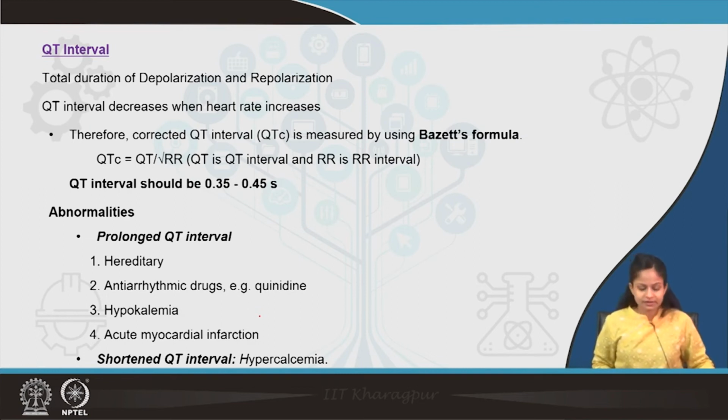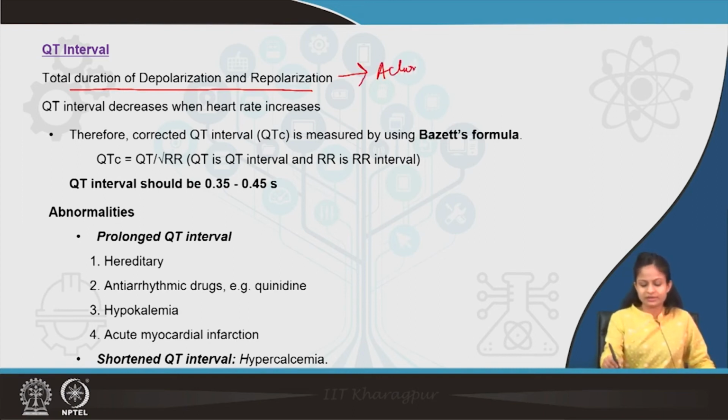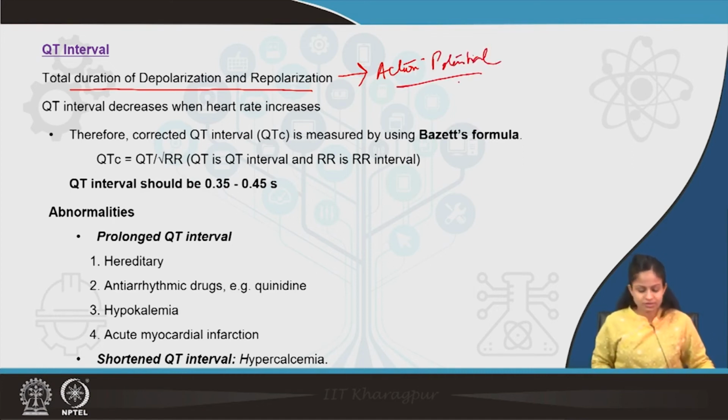Now, the QT interval is of great significance, since it tells about the total duration of depolarization and repolarization, that is nothing but our action potential. This action potential duration, which usually ranges between 250 to 400 milliseconds, is denoted by the QT interval. But the QT interval is variable and changes with heart rate, and our heart rate normally fluctuates with inspiration as well as expiration. We had already discussed the physiological sinus arrhythmia.